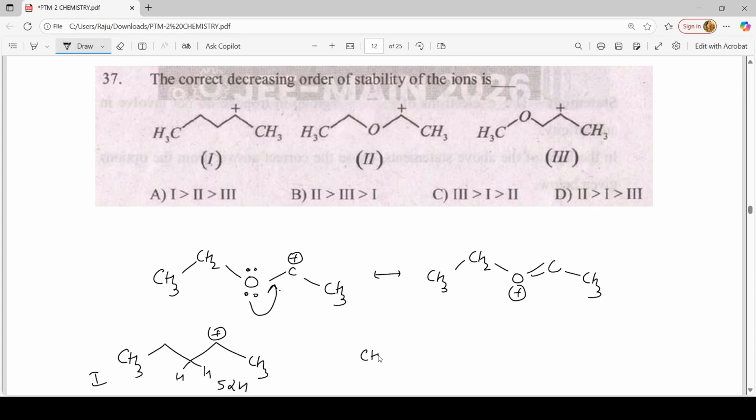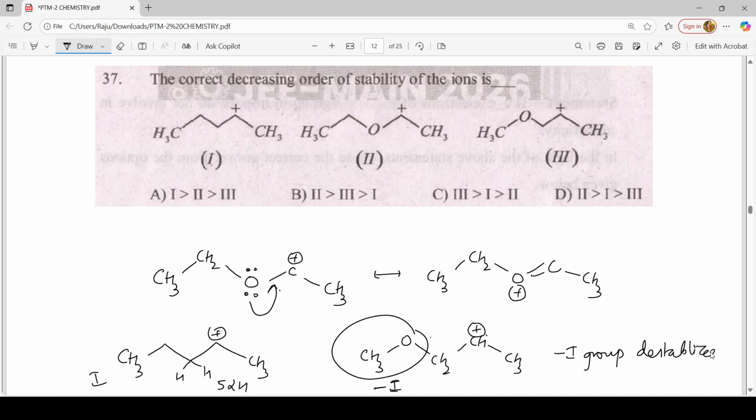In the case of structure 3, students, there is a methoxy group. This methoxy group acts as a minus I group, students. The minus I group destabilizes the carbocation. So obviously 2 is more stable than 1 and 1 is more stable than 3.